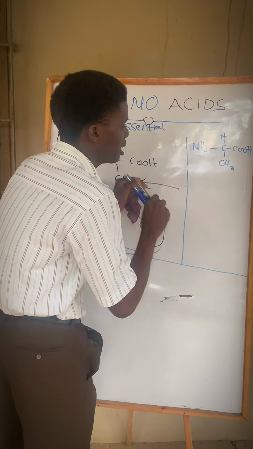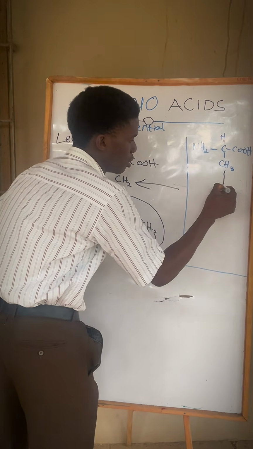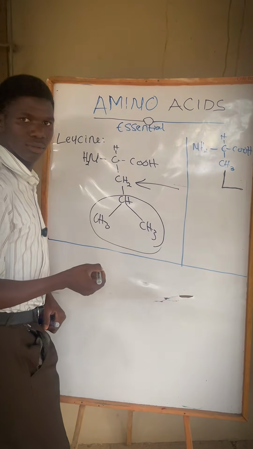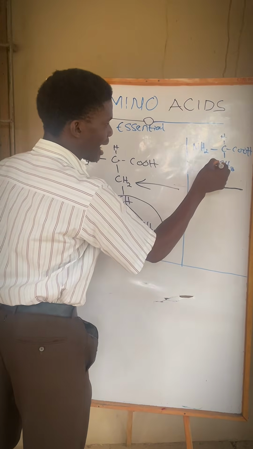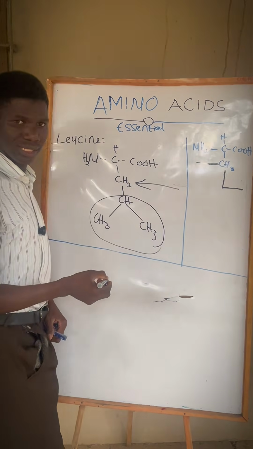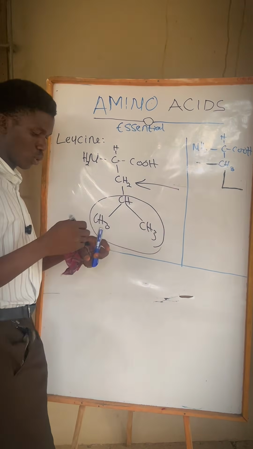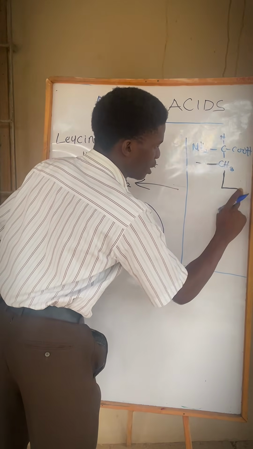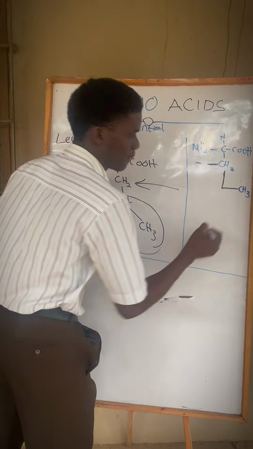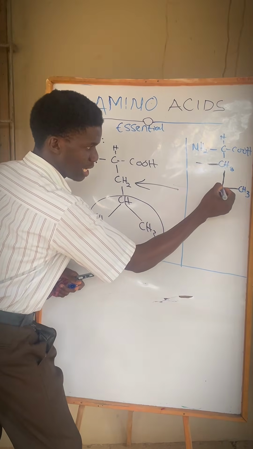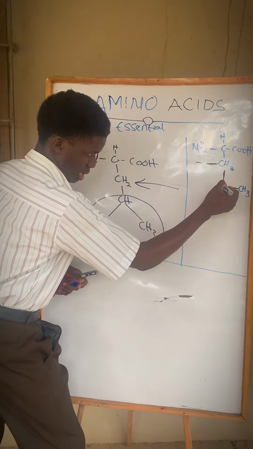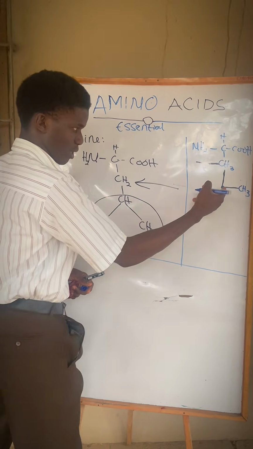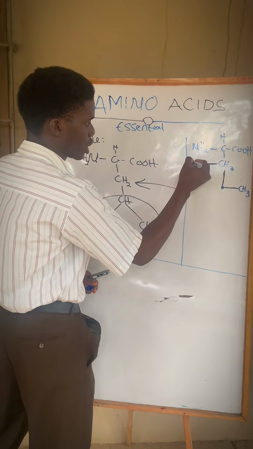Let me use the black marker. This is the L, and I here. Do you understand it? Letter L and I, that is your isoleucine. What do you think we're going to have here? We're going to have CH3 here. Also here there is a particular carbon in the middle. You know, there is a junction here. So we have CH3 here too.